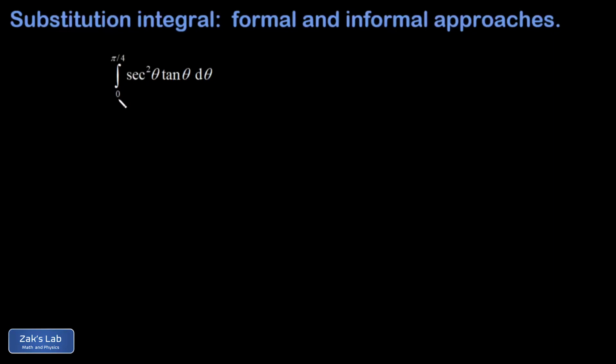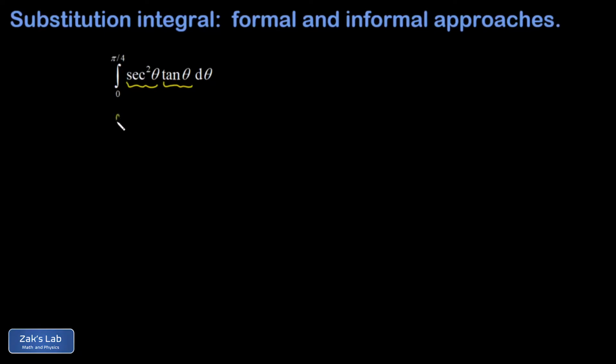In this video, we have the integral of secant squared theta times tangent theta d theta on the interval 0 to pi over 4. And what I notice immediately is that I have a function, tangent theta, sitting right next to its derivative, secant squared theta. So the informal approach to this problem is to just recognize the chain rule backwards.